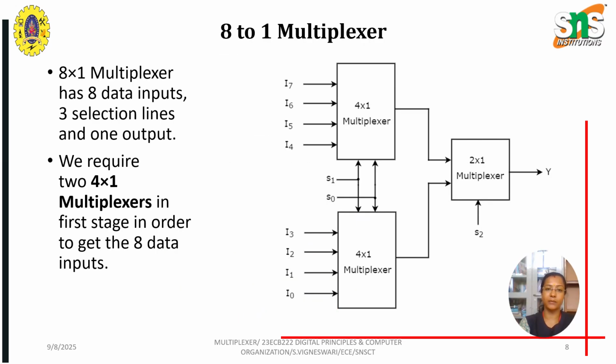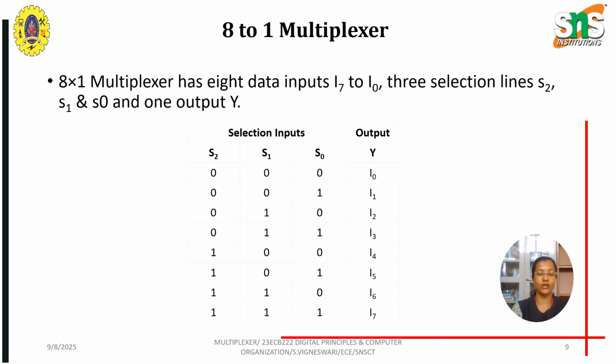An 8 is to 1 multiplexer comprises 8 data inputs and 1 output. The 8 data inputs are split as two 4 is to 1 multiplexers in combination for implementation. The data output from the two 4 is to 1 multiplexers is provided as input to a 2 is to 1 multiplexer, and based on the selection line, it directs one of the 8 data inputs to the output signal Y. It comprises 3 selection lines and 8 data input lines, and based on the 3 selection lines, the output Y is connected to one of the 8 data inputs from I0 to I7.